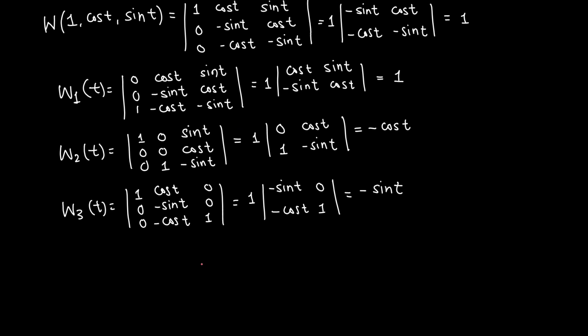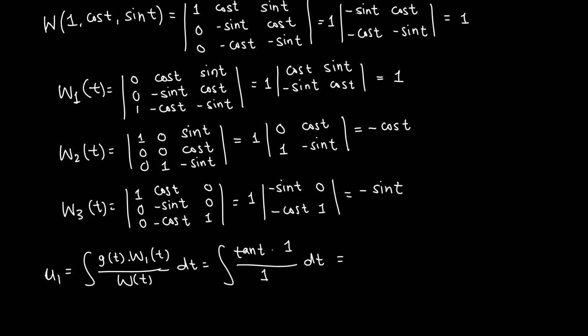So now U1 is the integral of GT times W1 over W, and GT is the non-homogeneous term of the original question, that's tangent T, times W1. Look at above, W1 is 1, W is also 1. So we have the integral of tangent T, and we know that the integral of tangent T is negative natural log of cosine T, or just natural log of secant T. And we don't need absolute value. In the question, if you look at T, T is in between 0 and pi over 2, or you can always write this. That's U1.